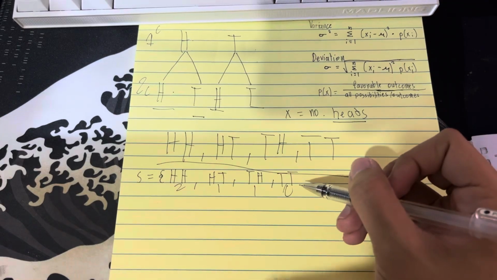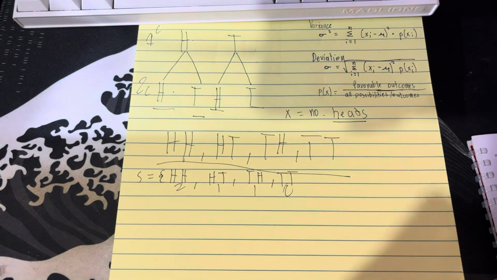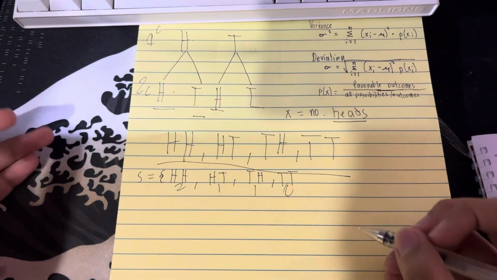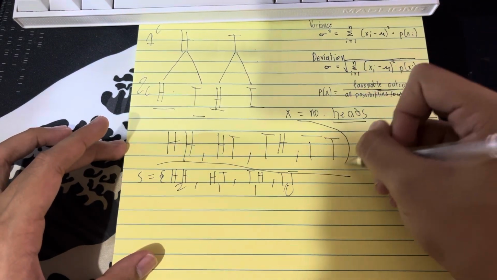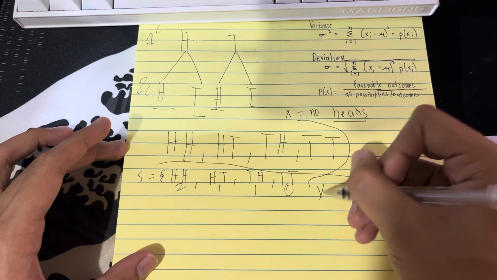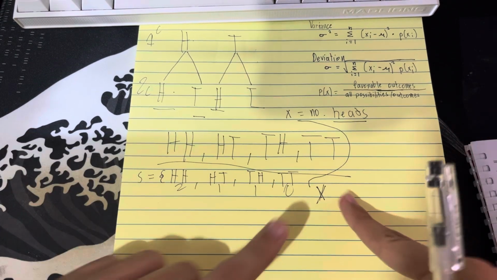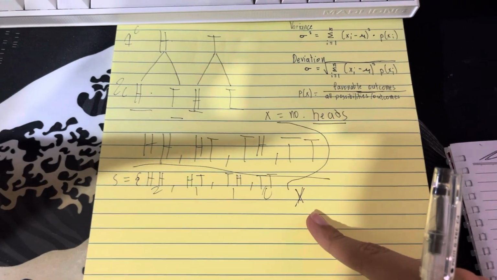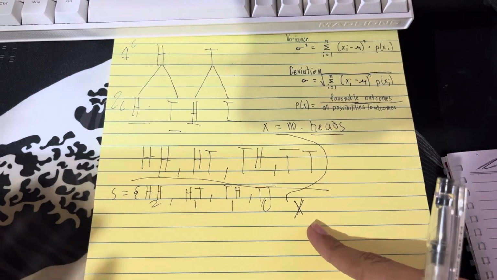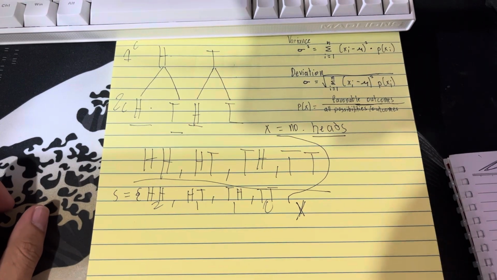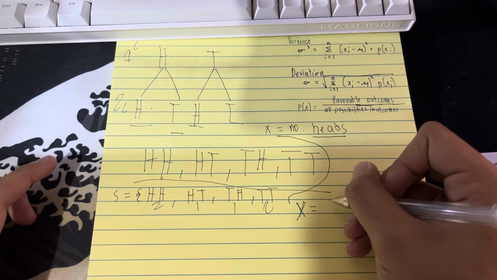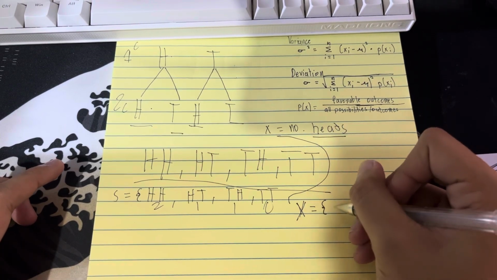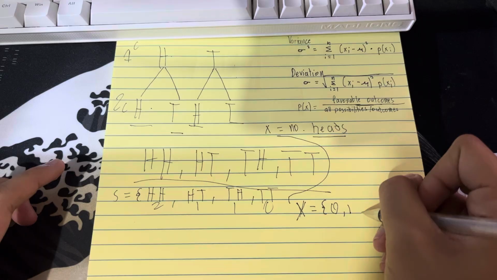Correct. So now what we're going to do is denote that here: the possible values of X are X equals the set {0, 1, 2}.